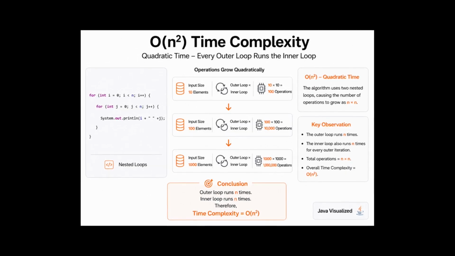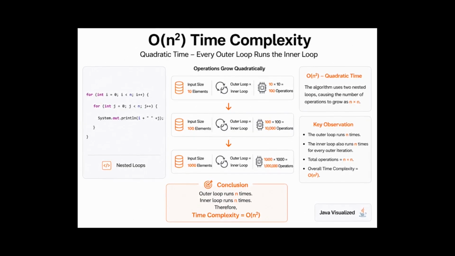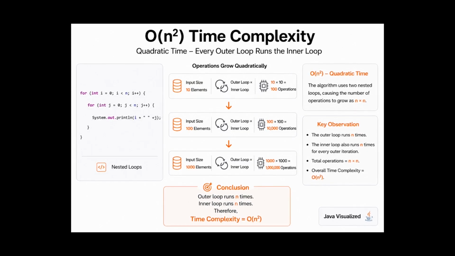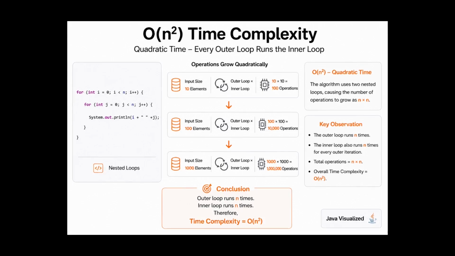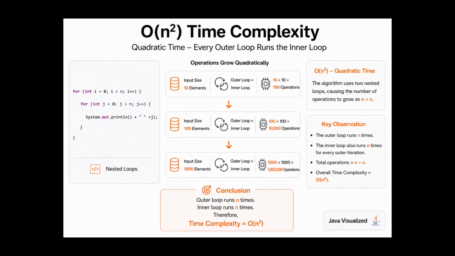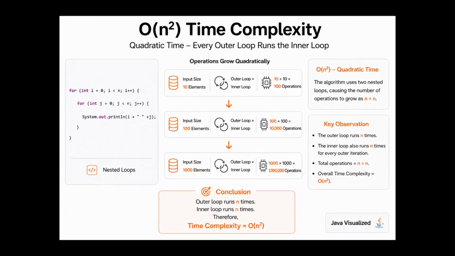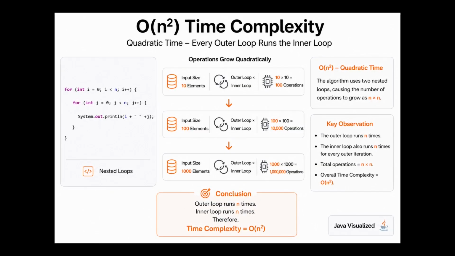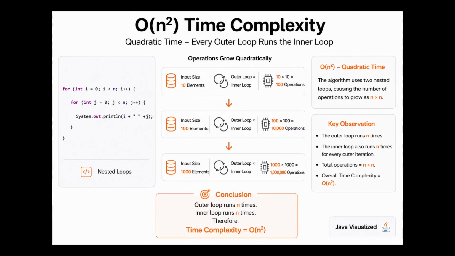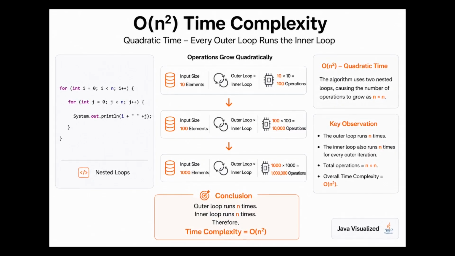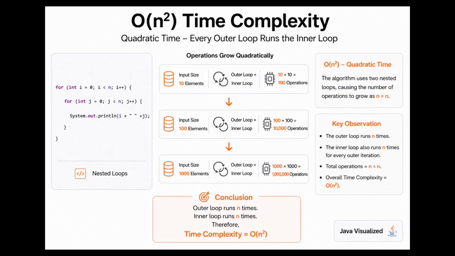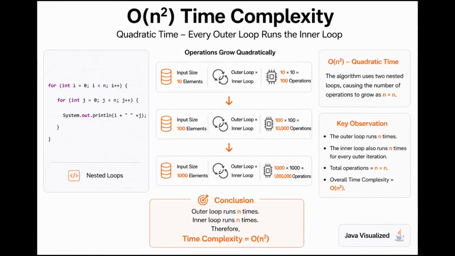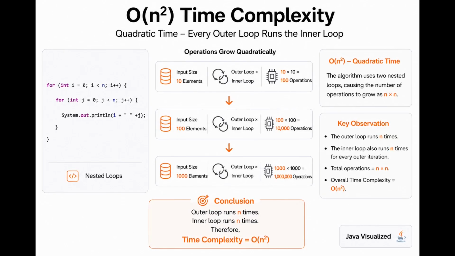Now let's understand O of n squared, also known as quadratic time. An algorithm has O of n squared time complexity when it uses two nested loops, where the inner loop runs completely for every iteration of the outer loop. For example, if n is 10, the algorithm performs approximately 100 operations. If n becomes 100, it performs about 10,000 operations. Since the number of operations grows as n multiplied by n, the time complexity is O of n squared. This is why algorithms with nested loops become much slower as the input size increases.